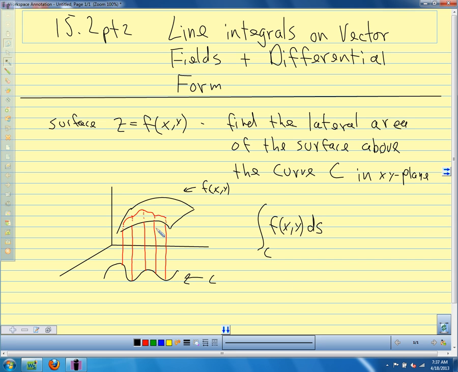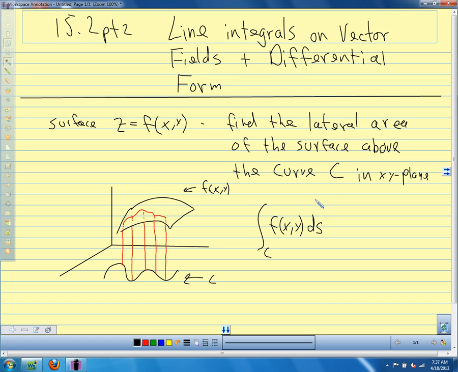So we're thinking of this function as a height. This is our height above the xy plane, and at each point on the curve we're multiplying that little length ds by the height at that point. That gives us a little area. The ds is our width, and f of x, y is the height, and we're adding up all those little areas. So this is a line integral problem.